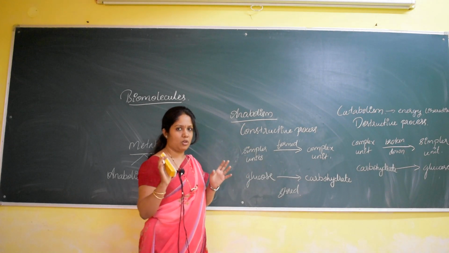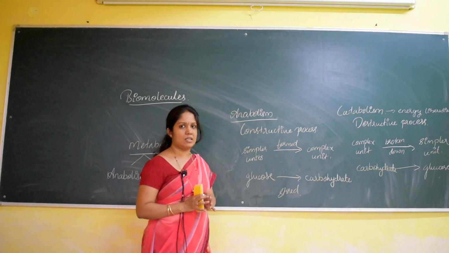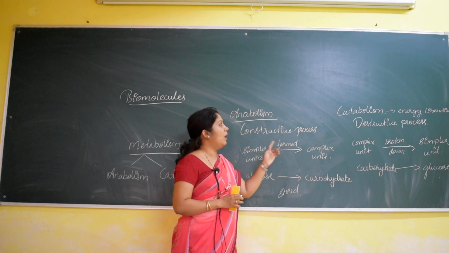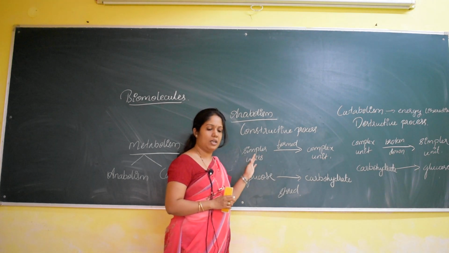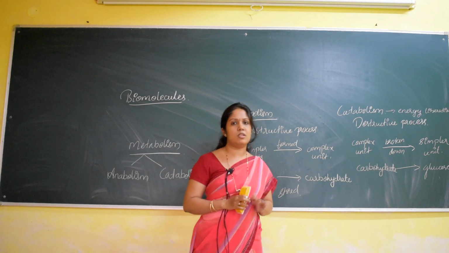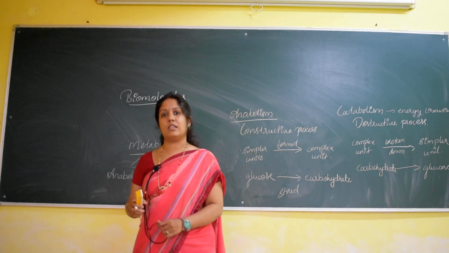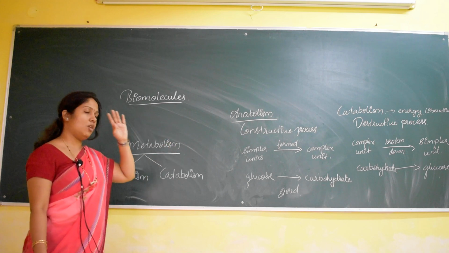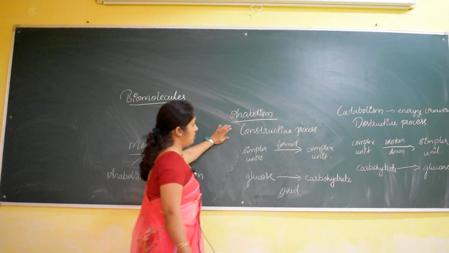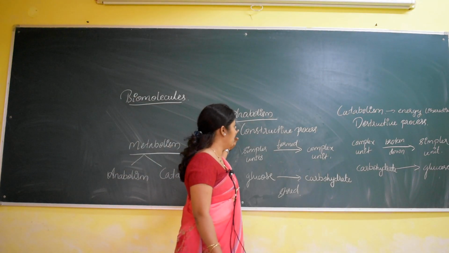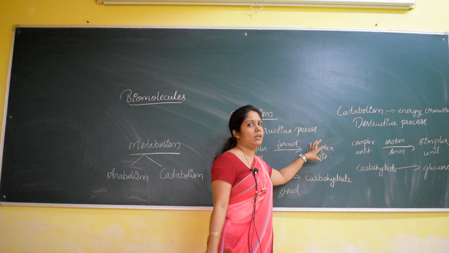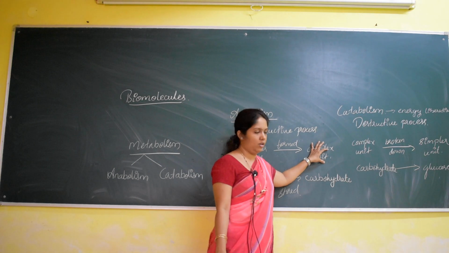So very basic, what you have to understand in this bridge course is just the meaning of anabolism and the meaning of catabolism. In detail, we are going to study this in the chapter on respiration in plants in the first year. Understood? So remember, anabolism is a constructive process, where smaller units come together to form a complex unit.